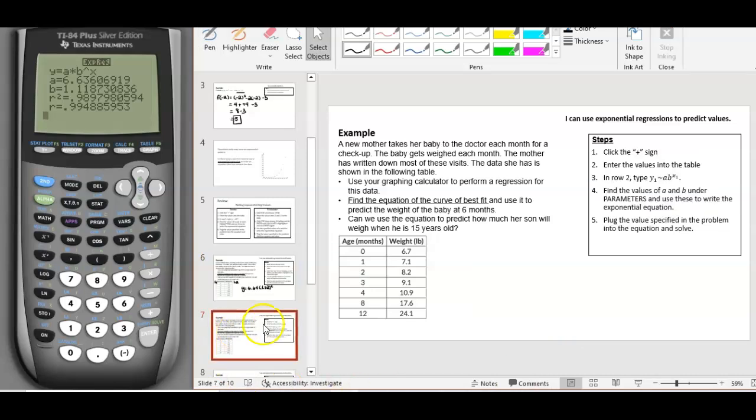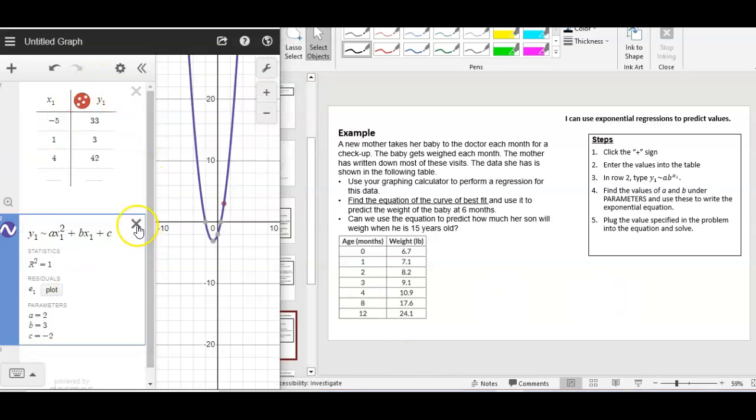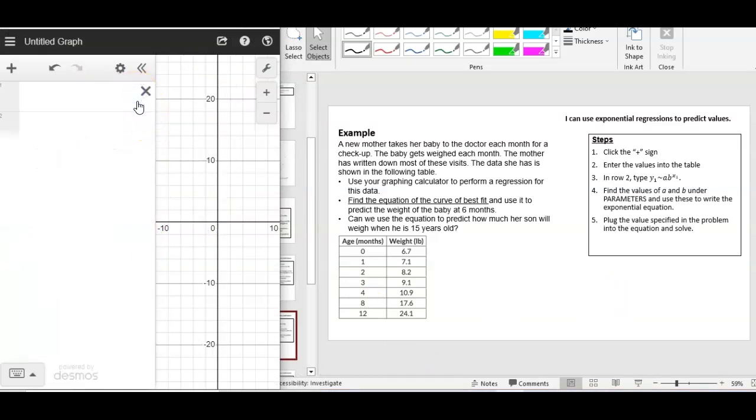So we can also remember do this on Desmos. So I'm just going to show you how to do this on Desmos. We're just going to X out of anything that we already have. You're going to click the plus sign in the upper left-hand corner. And then we're going to click Table. So all the ages we're going to enter into X1 and all the weights we're going to enter into Y1. So I'm going to pause the video while we enter these values into the table.